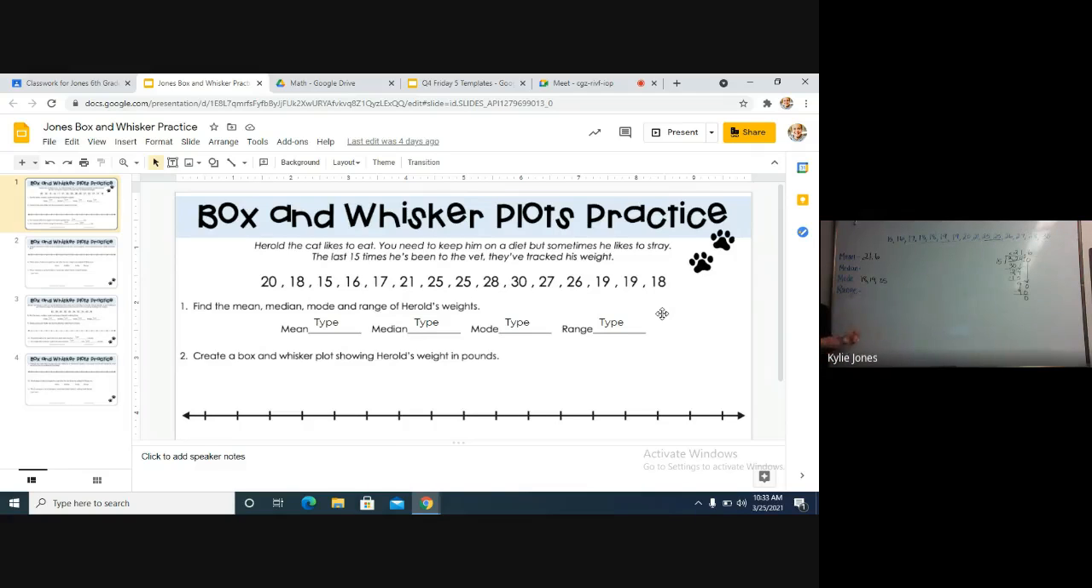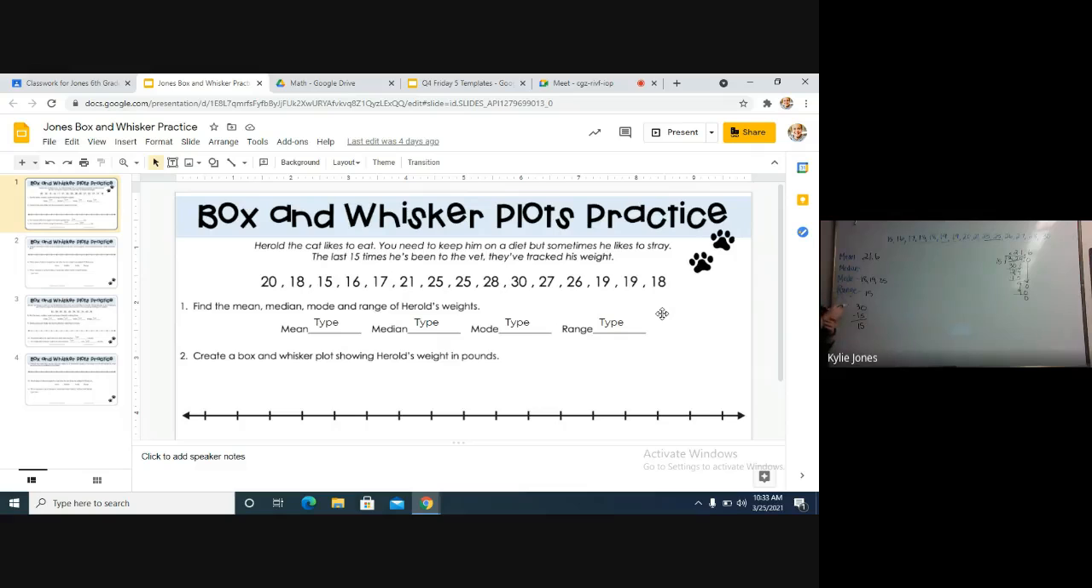Okay, someone raise their hand and tell me how to find the range. Alex? No? Oh, the biggest number. Good. Take your biggest number. What's the biggest one? 30. Subtract your smallest. 15. What is 30 minus 15? 15. So the range of numbers, how many numbers are in the middle, is 15.